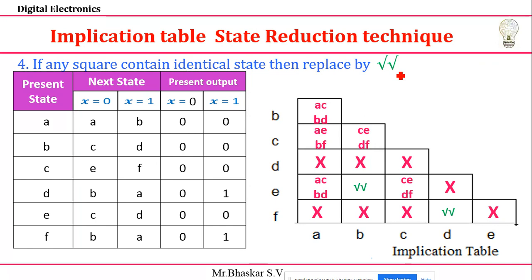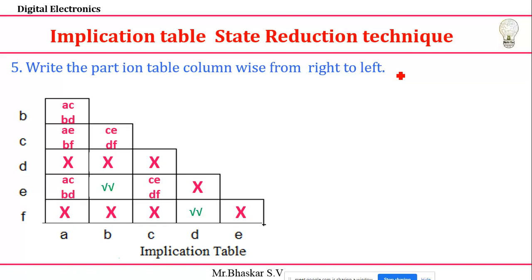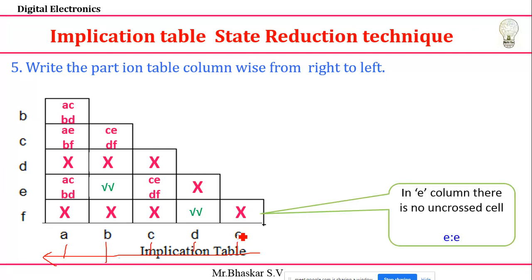Okay. Next, once you did this, I'll go for the fifth step. Write the partition table column wise from right to left. That is a very important thing, how to write the partition table. See, this is my E and this is my D. This is C, this is B and A. I want to move from this side to this side. How to write? First I want to identify if any uncrossed cell is there. In the E column there is no uncrossed cell, so I want to write my partition table.